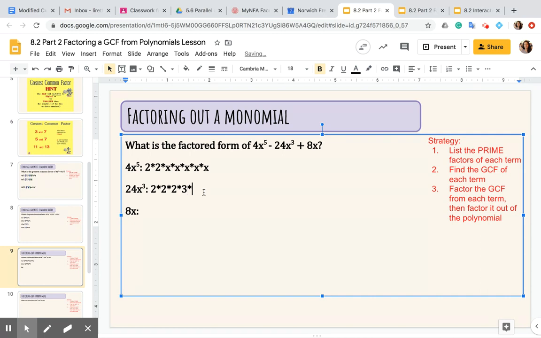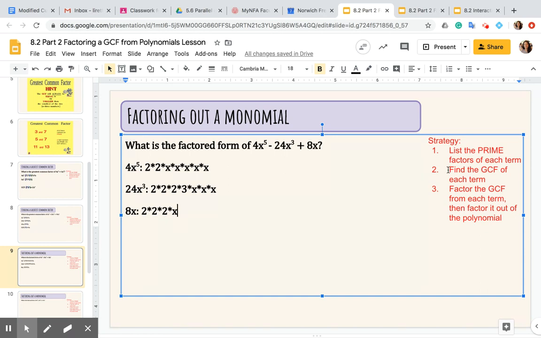Okay, so you may want to do that out on a piece of paper if you're struggling to do it in your head. And then I have 3 individual x's. There we go. 8x, I can break that down as 2 times 2 times 2. 2 times 2 is 4. 4 times 2 is 8. And then just one x by itself.